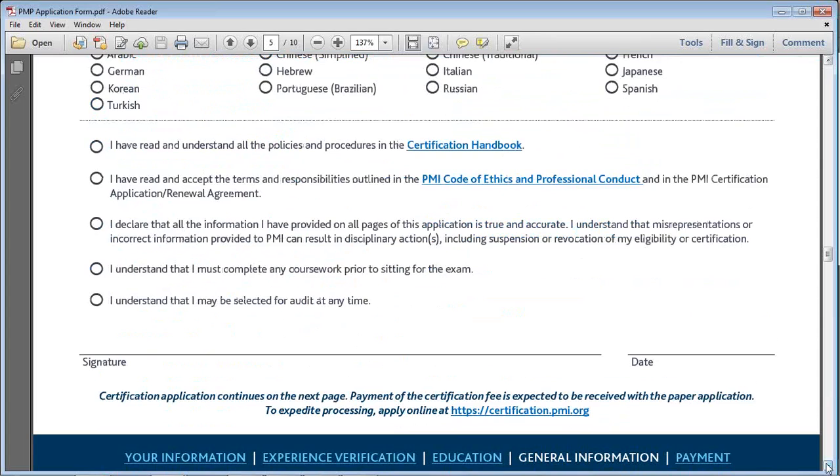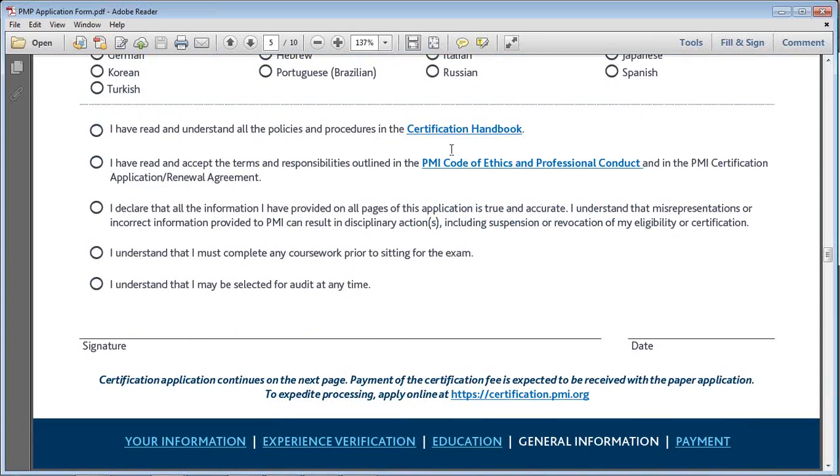You have to say I have read and understand all the policies, certification handbook, and there is something called the PMI Code of Ethics. You should actually click and download this. The basic requirement is you should be downloading and reading it and then signing on it and keeping it with you. PMI trusts project managers, so they feel that you have read and you will follow the code of ethics and professional conduct, so you are supposed to sign it and keep it with you.